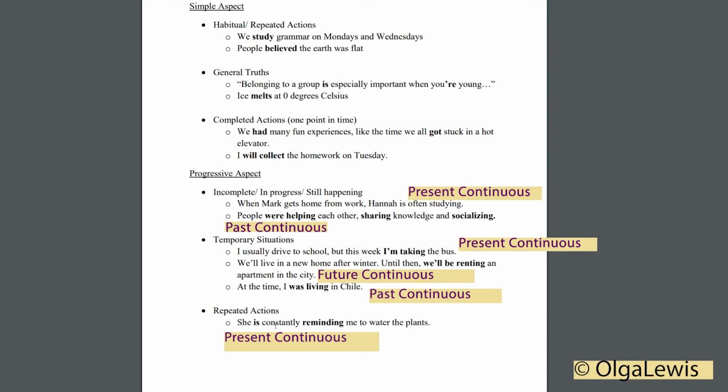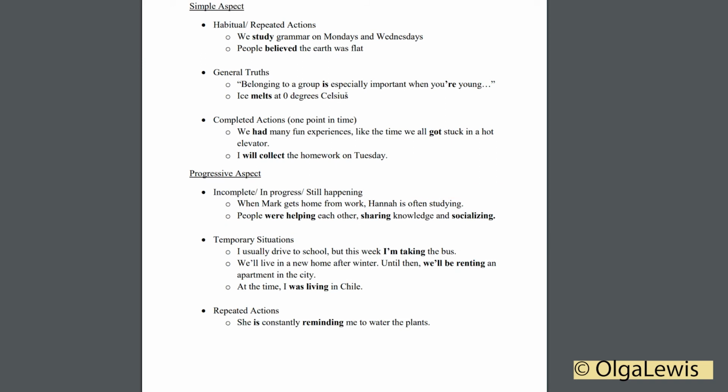We will talk about it, but in a nutshell, when you're using progressive aspect or continuous aspect with repeated actions, that means you're describing a situation that happens repeatedly, but a situation that is annoying to you. You don't like it. You are annoyed and irritated by that situation. So she's constantly reminding me to water the plants. Okay? It's like, I'm tired of that. I don't want her to nag me anymore.